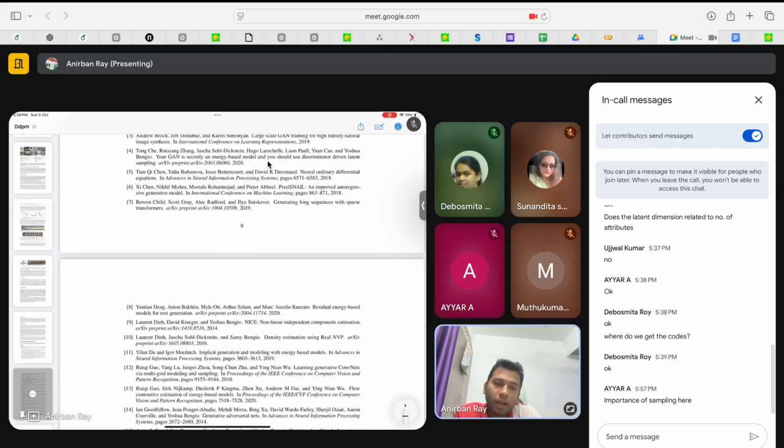The mu and sigma are all taken care of, because the structure of the distribution is already known here. So that's the important thing. Any doubt?